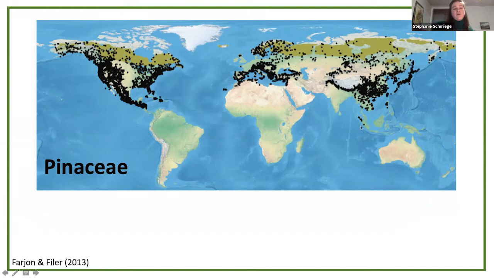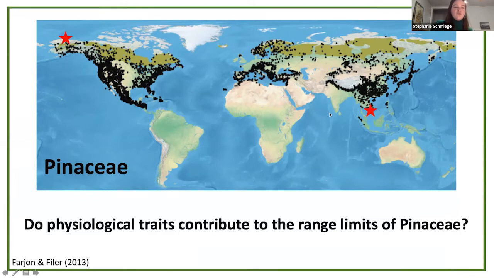And so our question today is whether we can learn something from the physiology that tells us about the constraints of this distribution. Okay, so do physiological traits contribute to the range limits of Pinaceae? And we're gonna have two stories today, one that takes us to Vietnam and the southern range extreme of the pines, and then we'll have a short story as well that takes us all the way to Arctic treeline to think about the constraints at this northern range limit. Are you ready to dive in?